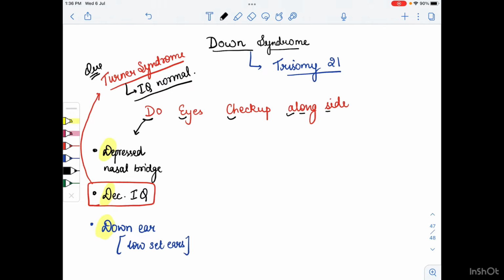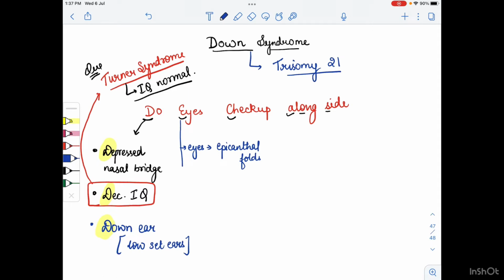Now the next letter, that is E. From E there are also three features. E stands for eyes. In the eyes we have epicanthal folds. An epicanthal fold is a skin fold of the upper eyelid covering the inner corner of the eyes. So in this we see the epicanthal folds. And what is an epicanthal fold? It is a skin fold of the upper eyelid covering the inner corner of the eyes.